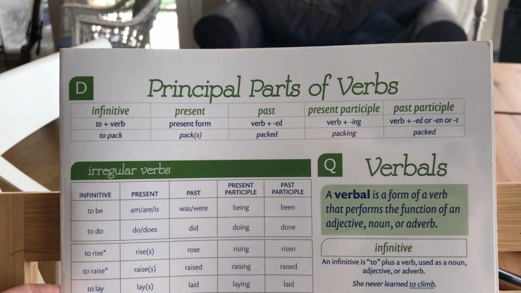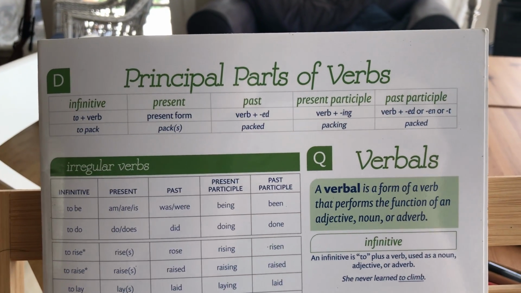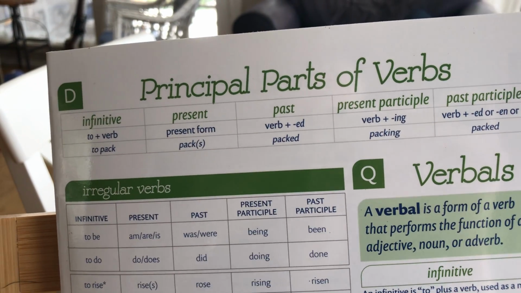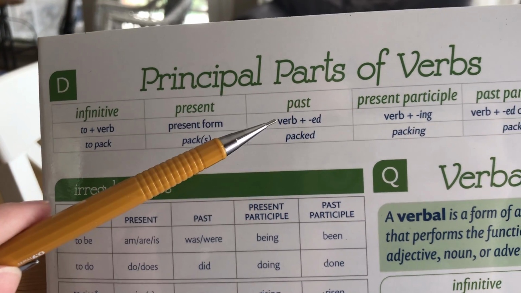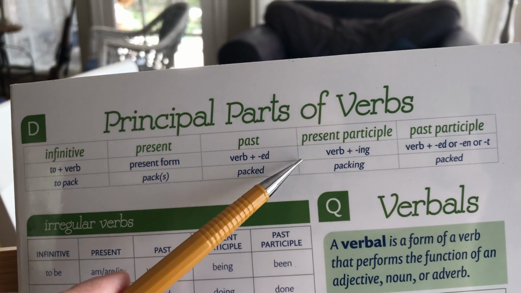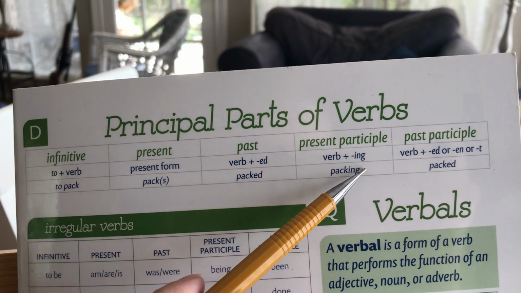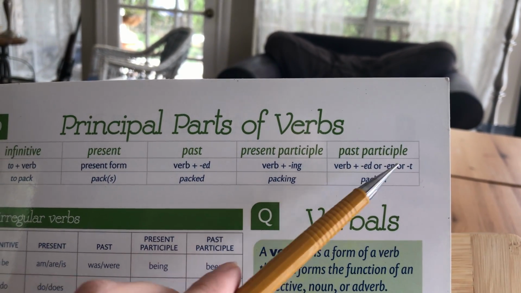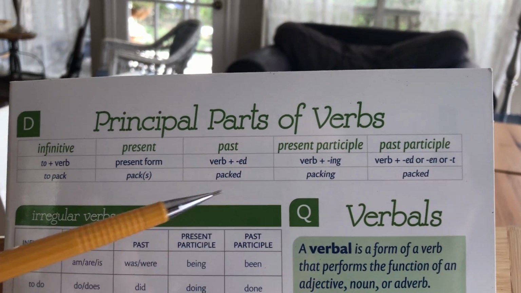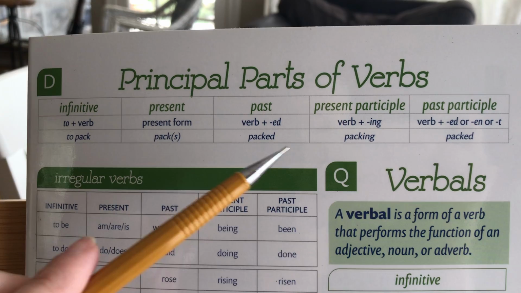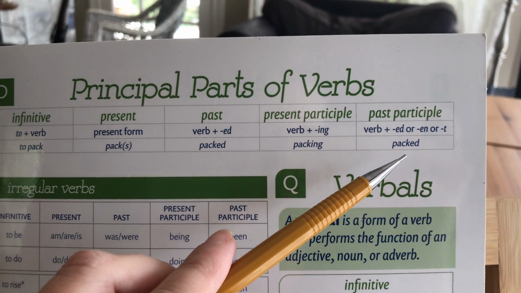So an infinitive is to plus a verb, to pack. Present is happening now. Past, for a normal verb, is a verb plus ed. The present participle is a verb plus ing, happening now. And a past participle will either have ed or en or t on the end. And here's a great example. To pack, pack, packs, packed, packing, packed.